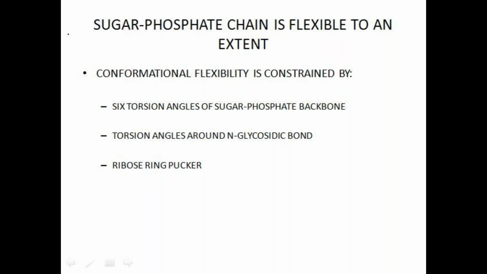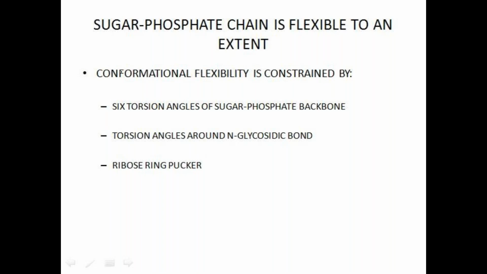Here in the sugar ring these angles are present, and also in the sugar phosphate backbone these angles are present. And that causes the change in the conformation. That means ribose ring puckering is there. There is a syn conformation and an anti conformation, and these all are causing the change in the stability of the DNA molecules.